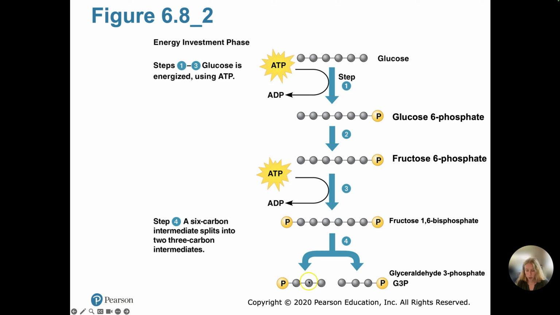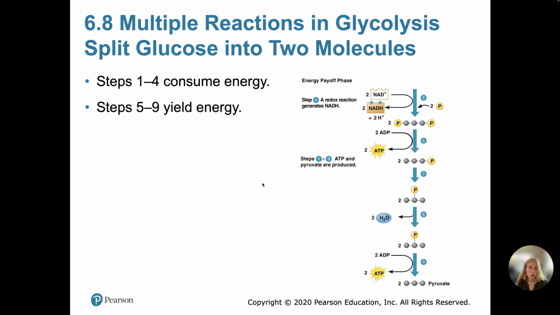So at the end of step 4, we have these 2 3-carbon, 1, 2, 3, and 1, 2, 3, G3P molecules, so 3 carbons with a phosphate group. Those will then feed into step 5. One thing to note is steps 1 through 4 that we just talked about consume energy. ATP is used during those steps. Steps 5 through 9 actually yield energy. So this is where we get energy back.